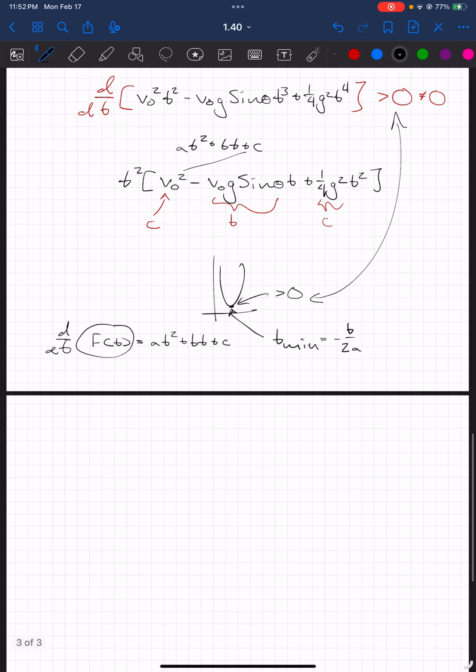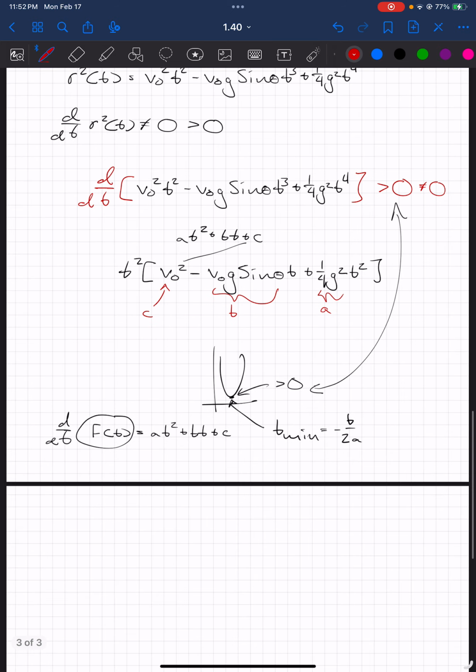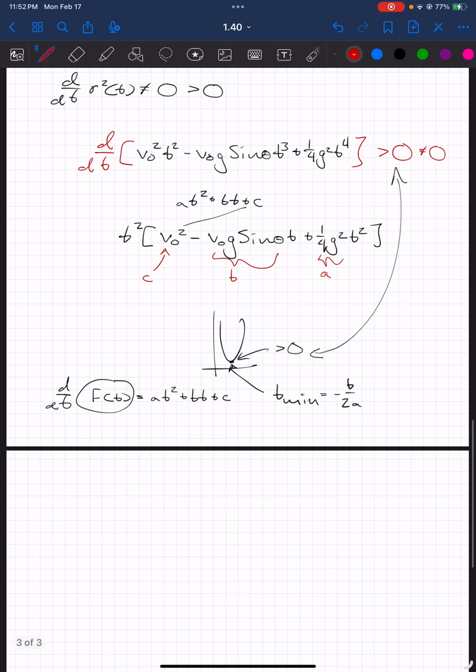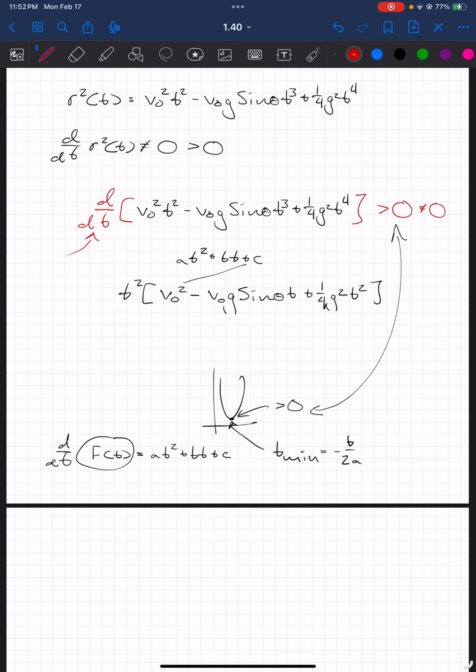We do not have our a, b, and c values yet, and I wrote c twice here, sorry. This is supposed to be a, and this is supposed to be c. To get our a, b, and c values, it's not just pulling out t squared. They're not quite there yet. If you recall, we are supposed to take the derivative with respect to t.